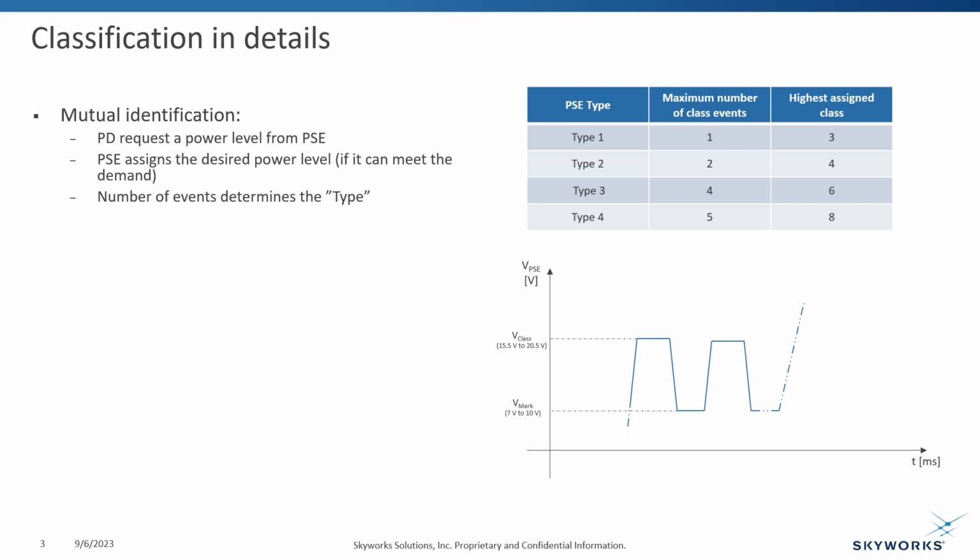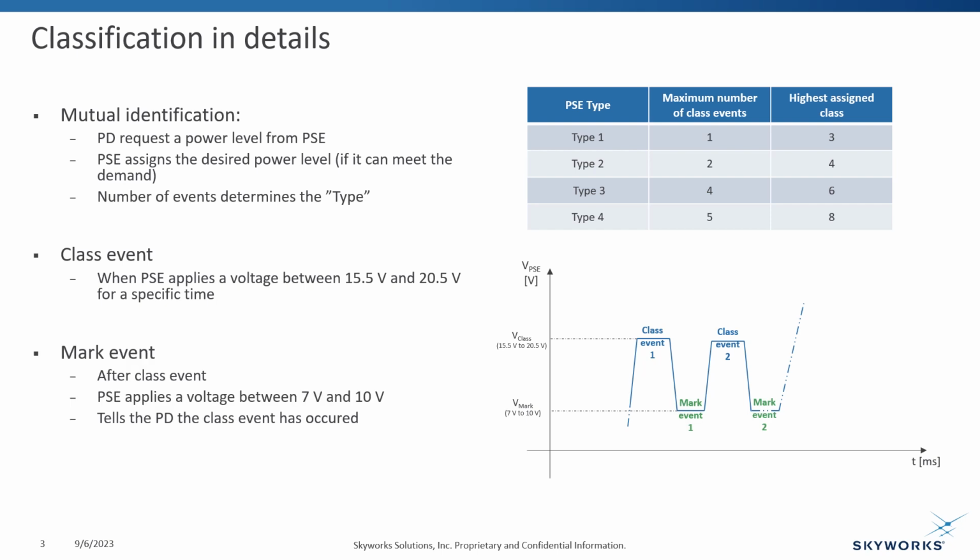If there is no physical layer classification implemented by PD, and current draw is less than 5 mA, we talk about class 0 classification. A class event means that PSE applies a voltage between 15.5 volts and 20.5 volts for a time specified in the IEEE 802.3 standard, which is about 30 milliseconds.